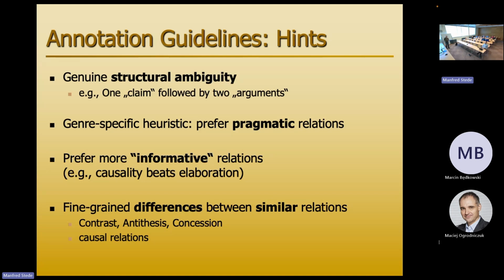Prefer the more informative relations. If there is causality, then yeah, use the causality, not just elaboration. Elaboration means here's more detail about what I said already. And this is not incompatible with causality, right? Sometimes you have both detail, and detail also explains the thing that you just said. So in that case, we want to prefer the causality because it's more informative. And sometimes it gets tricky because there are quite fine-grained differences between similar relations. I will have an example later about this contrast triple.